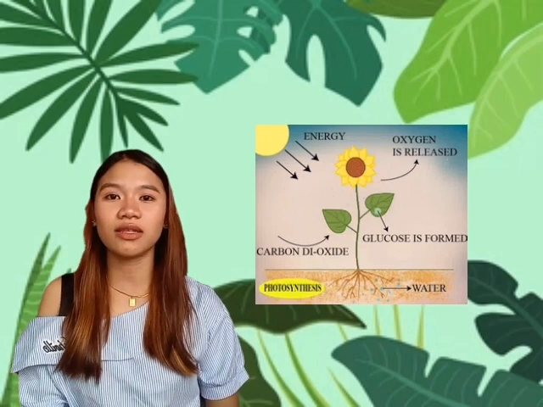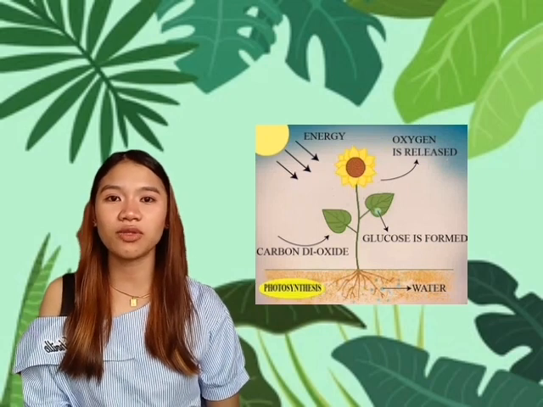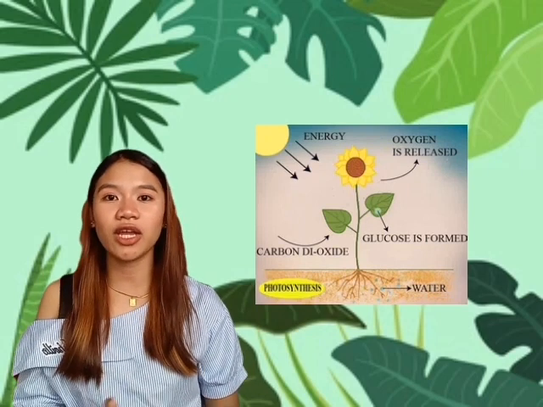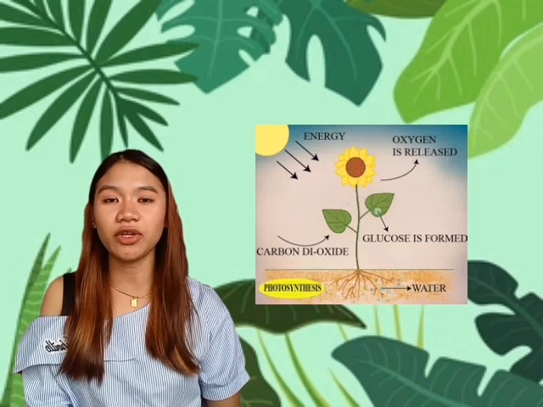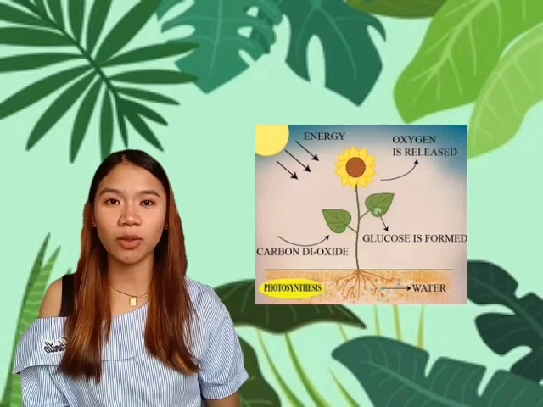The leaves contain tiny pigments called chloroplasts. This pigment also takes carbon dioxide, water, and sunlight and turns them into sugar and oxygen. The sugar is used by the plants to make their food, and oxygen is given off into the atmosphere. This process as a whole is called photosynthesis.